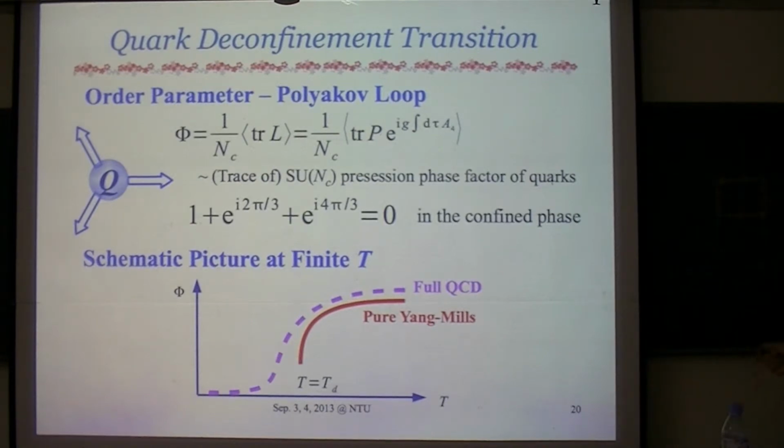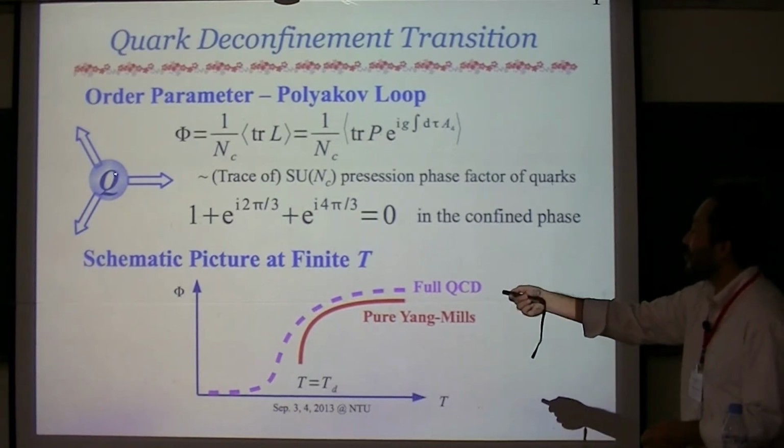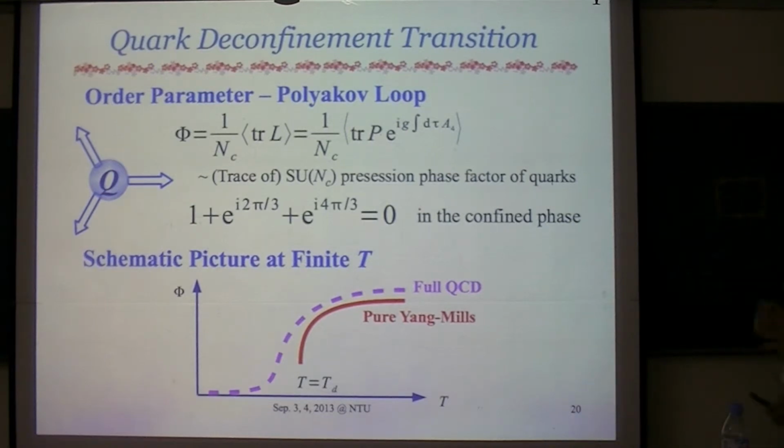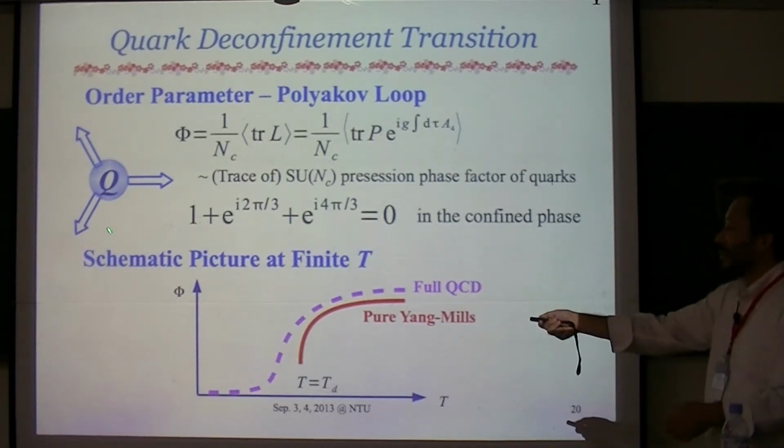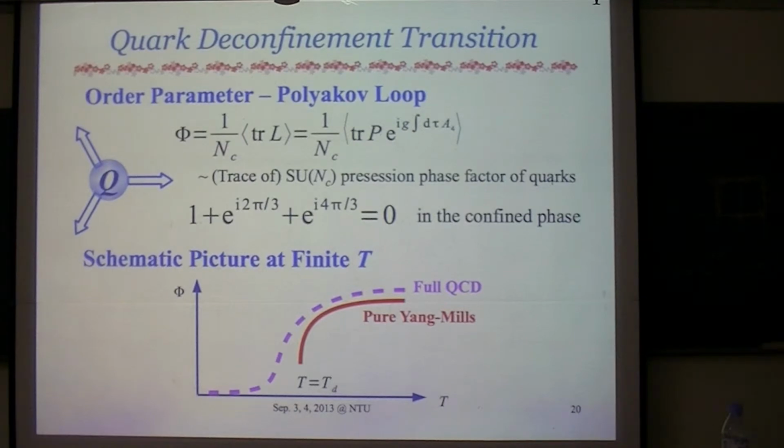background. This is the phase picked up by the single quark, and because the symmetry is not broken in the confined phase, these three directions are equivalent, so they are equally picked up. If you add three different directions, then this is naturally 0. So in the confined phase, the quark excitation is projected out by the average of the phase factor picked up by the quark.